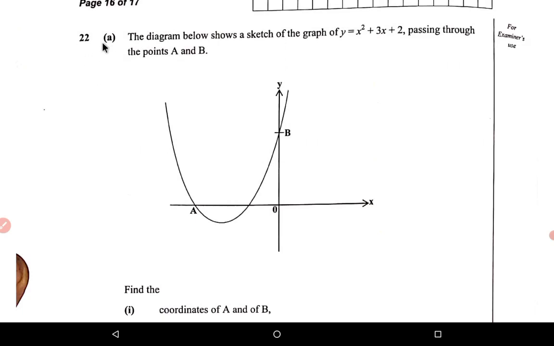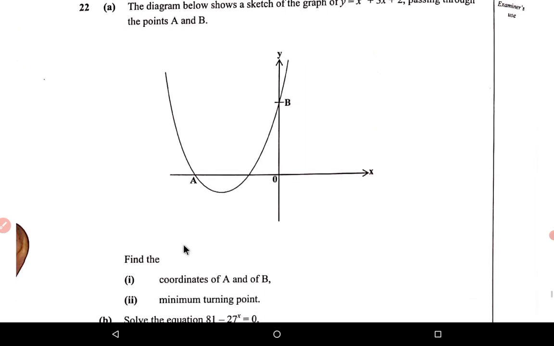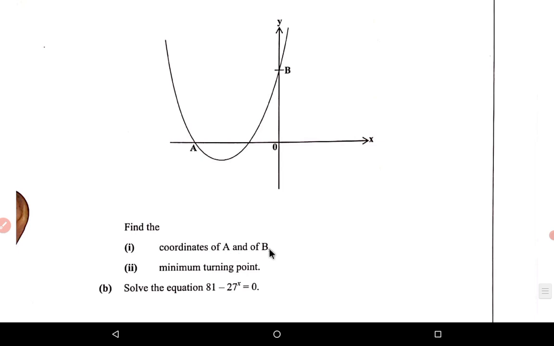doing. So we are on question 22. The diagram below shows a sketch of y squared plus 3x plus 2 passing through the point. So now this question comes under calculus, and I'm going to solve it, we'll take it very simple. The first question says find the coordinates of A and B.